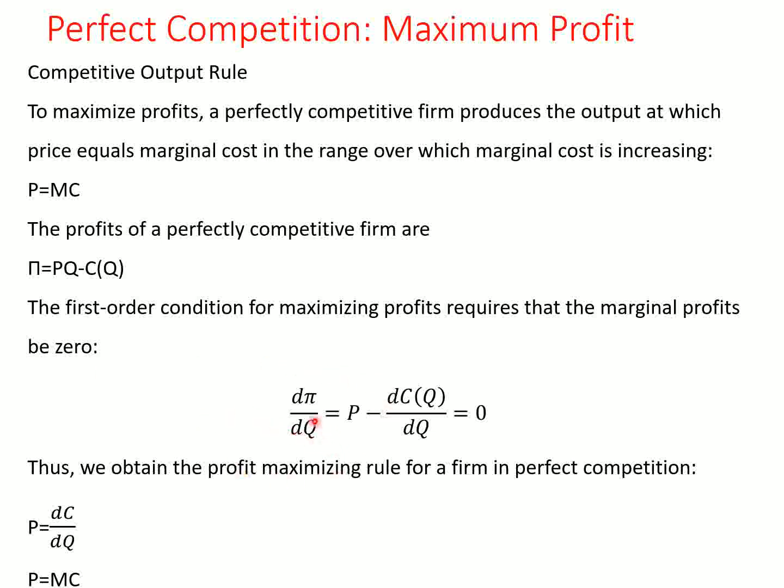So here, when we differentiate with respect to the quantity, the profit term becomes zero because it is a constant, and price times quantity differentiated with respect to quantity becomes price, minus marginal cost. So this leads us to marginal cost equals price, or we can say price equals marginal cost in a perfectly competitive market. So to achieve maximum profit, price equals marginal cost equals marginal revenue.